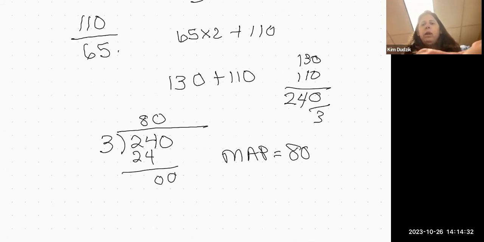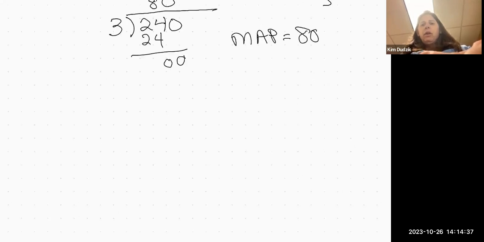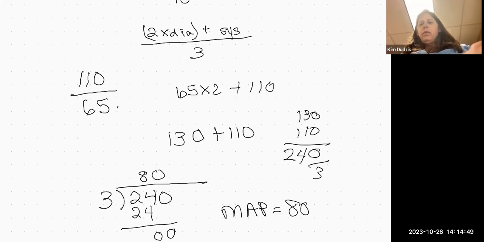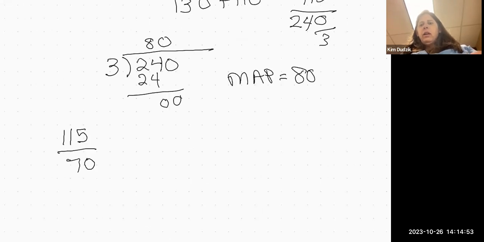What if we do 115 over 70? Okay, so go back up here, 2 times the diastolic. So 2 times 70 is 140. I'm going to add the systolic, and I get 5, 5, 255.